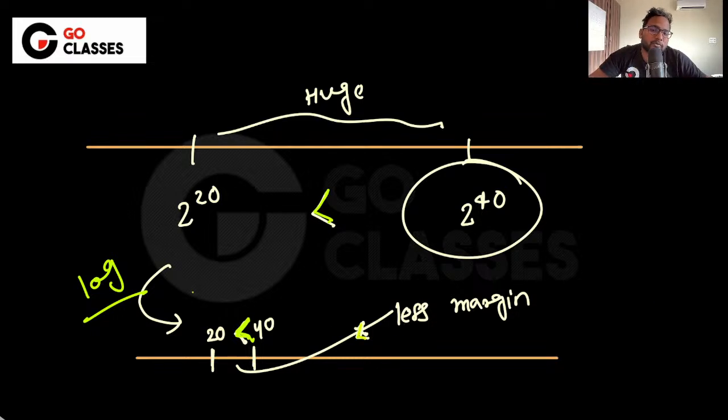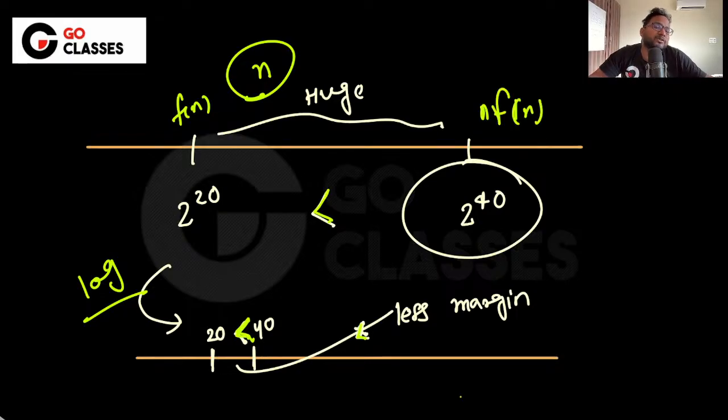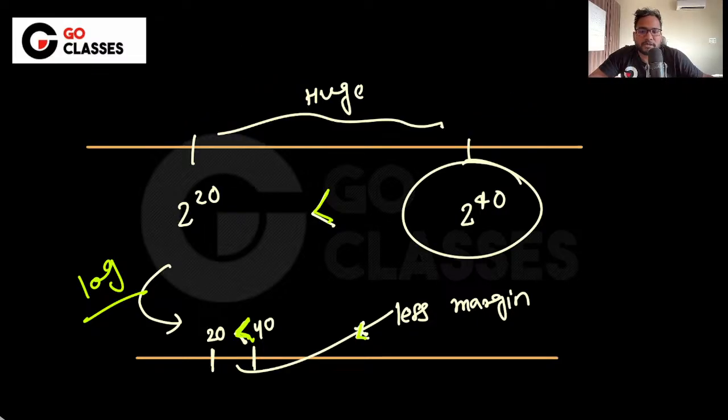So basically what I'm trying to say is, after taking the log, it might so happen that initially it is a huge margin. Let's suppose this is f(n), then it could be n into f(n), right? N into f(n). But after taking the log, the margin could be less. So for example, let me just directly give you that example.